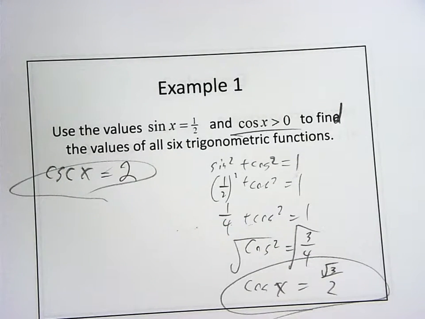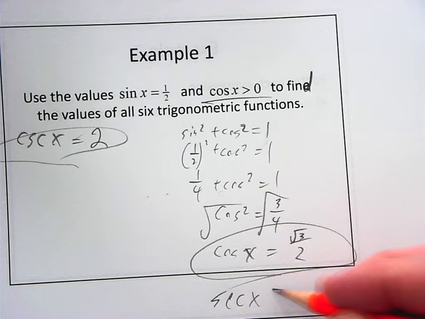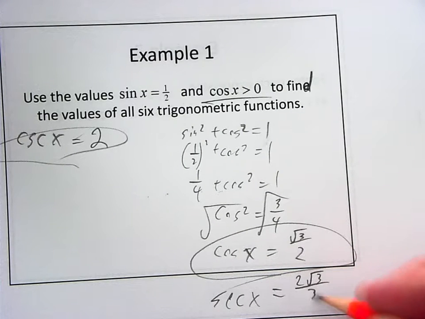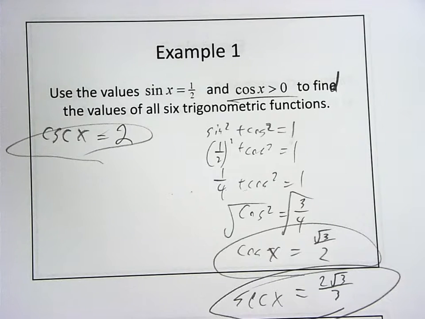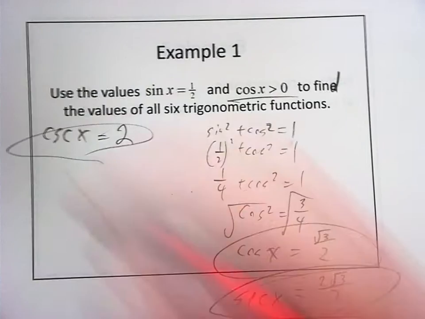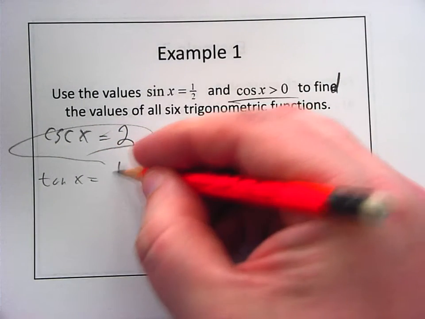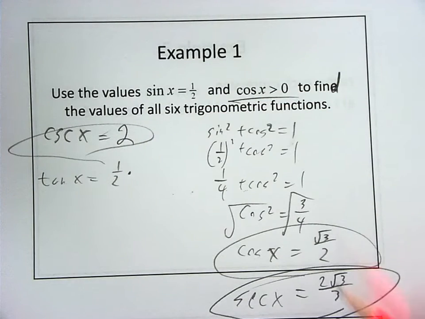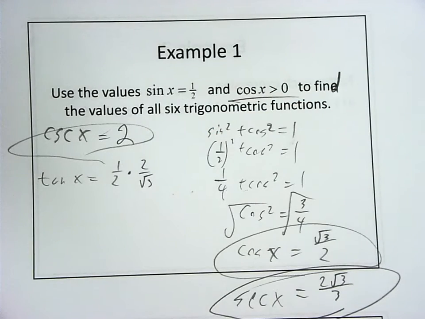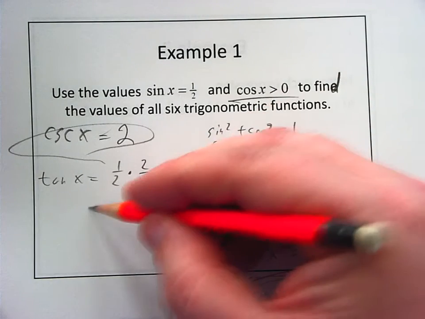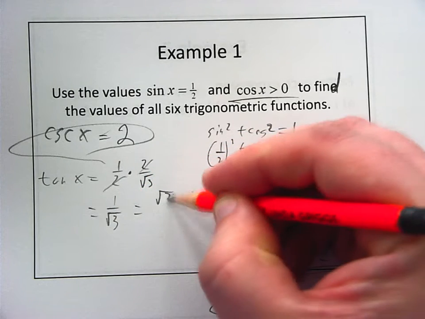So now that I have cosine, what are the other ones easy? Secant. Secant of x is just going to be 2 square root of 3 over 3. Just flip it and rationalize the denominator. What's left is tangent and cotangent. Now for tangent, sine over cosine. Sine I already have is half. Divided by square root of 3 over 2 is going to be the same as multiplying by 2 over the square root of 3. Well, the halves cancel. You get 1 over the square root of 3, which is square root of 3 over 3.